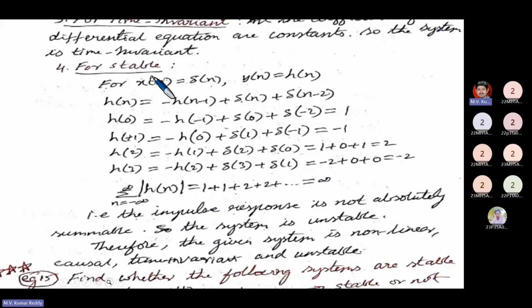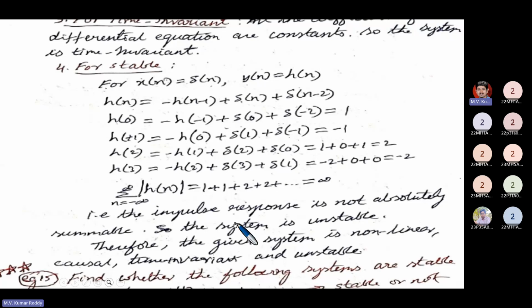For stable, the condition is the sum from n equals minus infinity to infinity, and this value should be less than infinity. What is the condition? The sum from minus infinity to infinity of the modulus, and modulus means we have only positive values. So the sum from minus infinity to infinity of modulus h of n should be less than infinity. If this value is less than infinity, this is stable. If this value is equal to infinity, then it is not stable, or unstable.